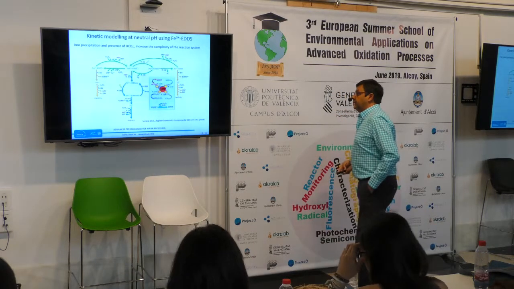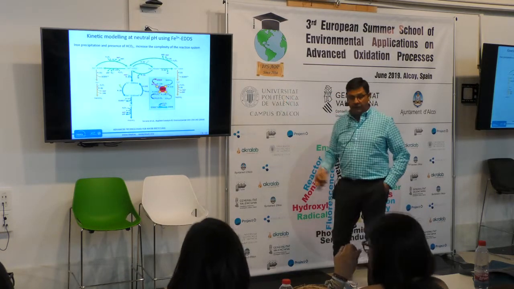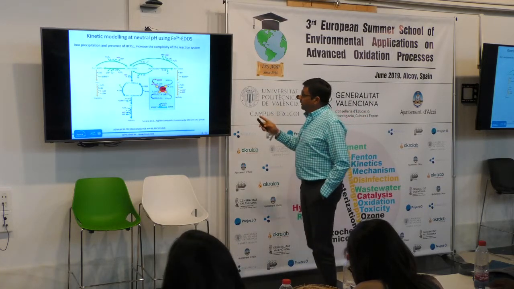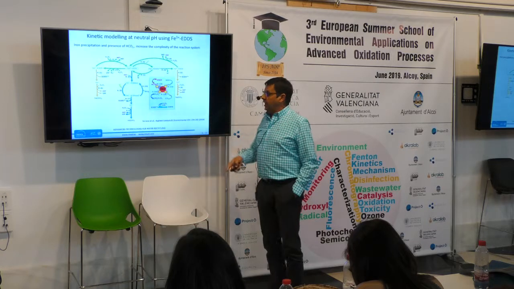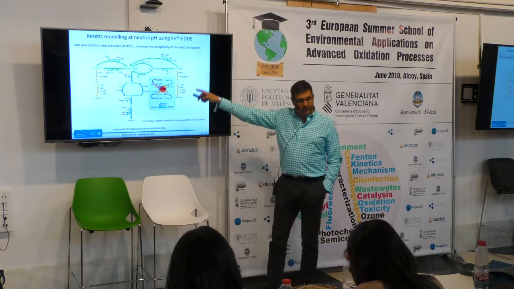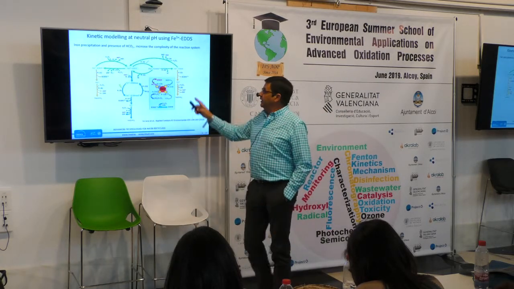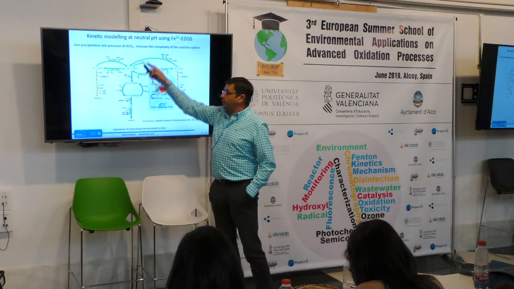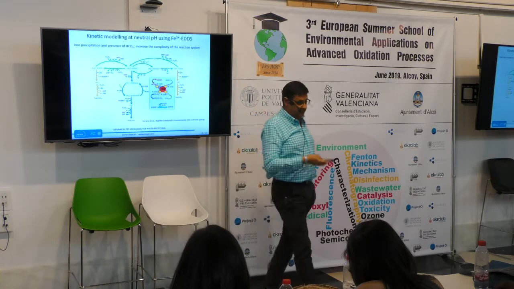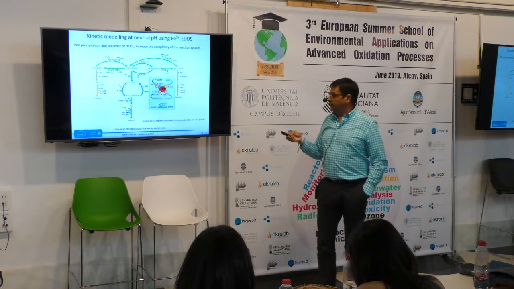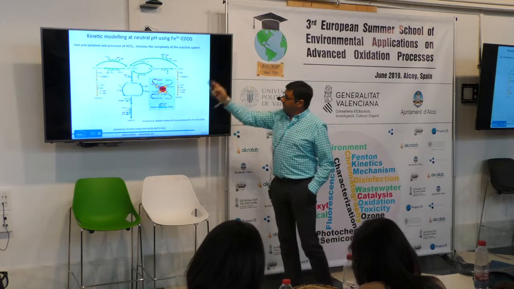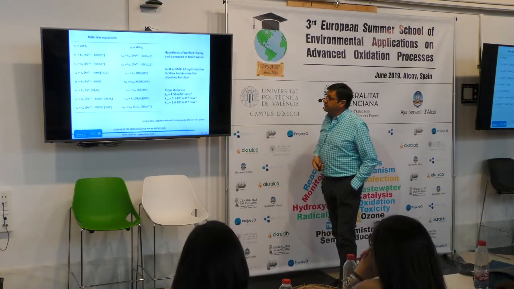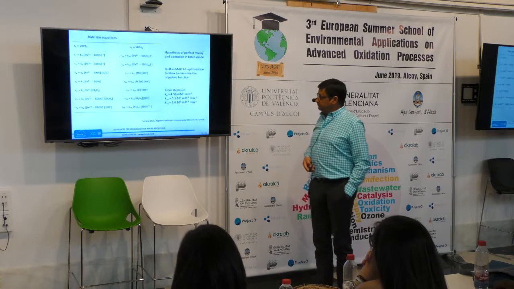So we proposed a kinetic model, a very easy kinetic model. You can understand it very fast. In this kinetic model with 16 reactions, I'm not going to tell you every one of the reactions, only that iron precipitation at neutral pH and the presence of bicarbonate as a scavenger of hydroxyl radical have been taken into account. This is a visual description of the model, and here we have the 16 rate law equations.